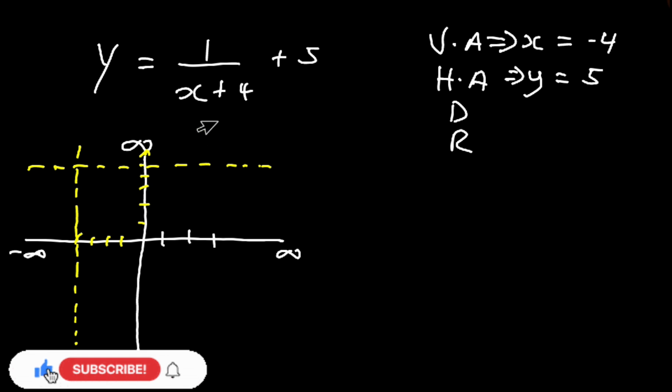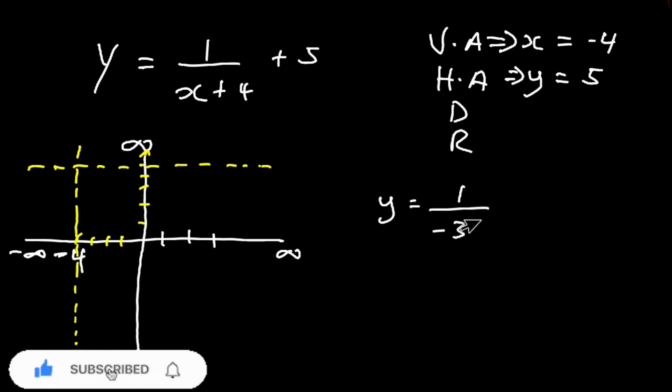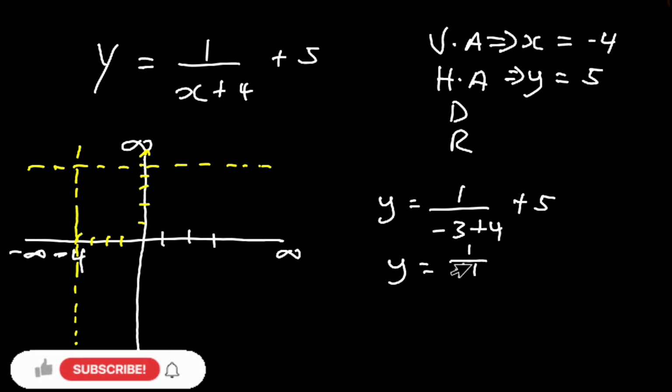Here is the horizontal asymptote. So let's graph this function now. Let's pick an x value that is to the right of the vertical asymptote. In this case, let's just pick -3. Alright, so this is -4. So let's just pick -3. We have y is equal to 1 divided by -3 plus 4, then plus 5. So 4 minus 3 is 1, then plus 5. So 1 over 1 is 1. 1 plus 5 is equal to 6. So when x is equal to -3, then y is equal to 6.